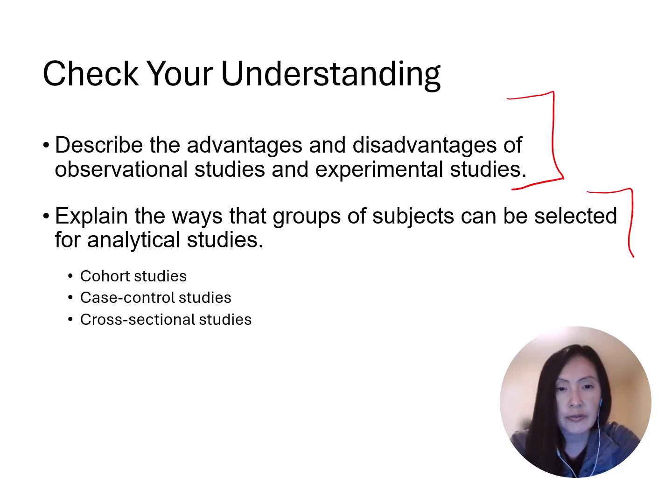So let's look here first. Explain the ways that groups of subjects can be selected for analytical studies. So we saw that in analytical epidemiology, we're going to use comparison groups to test hypotheses about disease causes. And there are three main study design types.